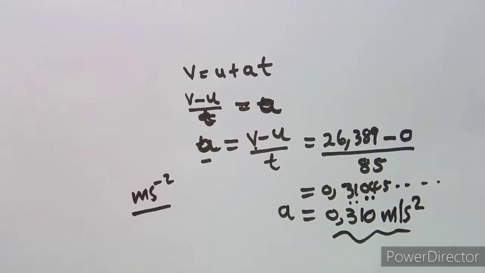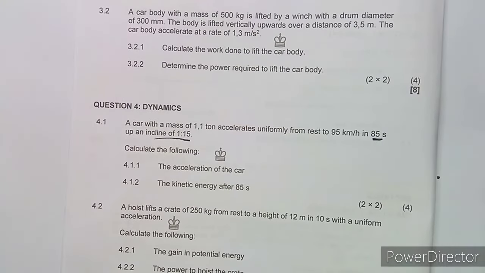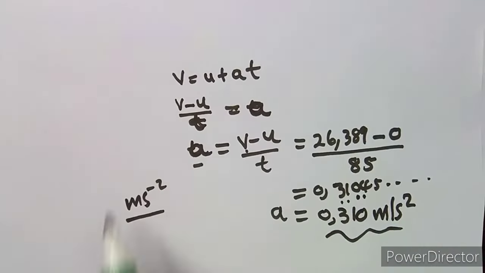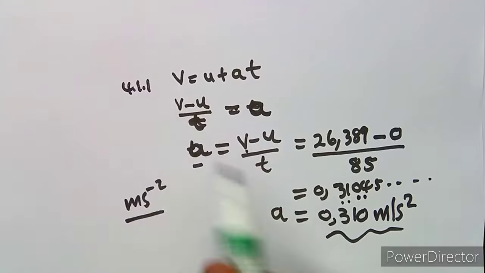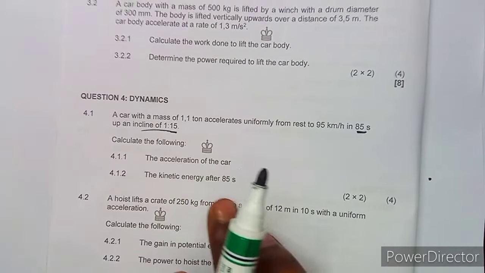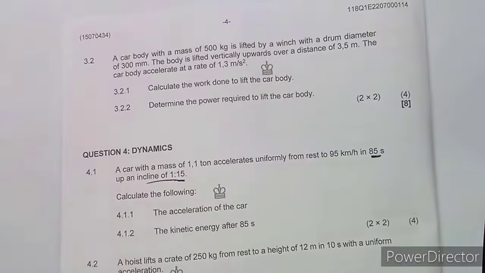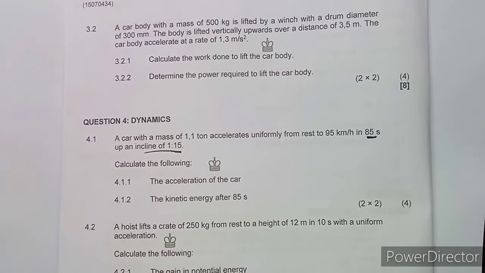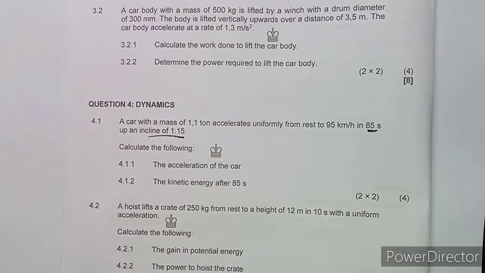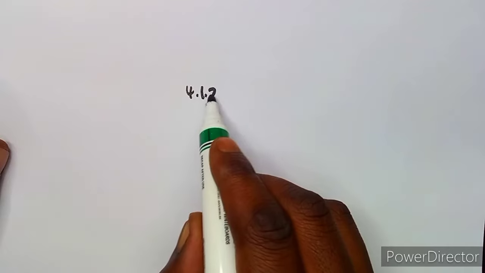I don't see any use of this diagram, in fact. The kinetic energy on 4.12, so this was 4.11. And on 4.12, the kinetic energy after 85 seconds. So we need the kinetic energy formula from your formula sheet. I have a lot of papers and I don't know where the formula sheet is, but let us write down the formula so that we can be together here. So we have our EK. This is 4.12.